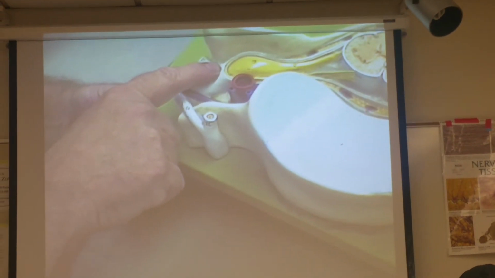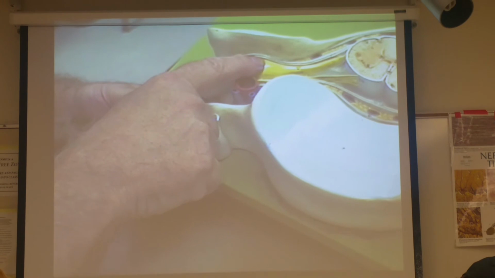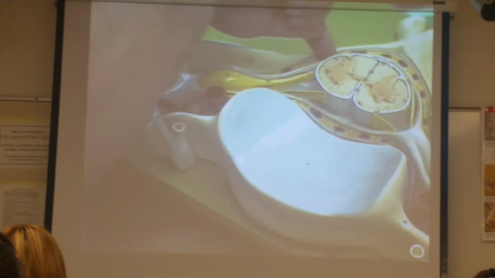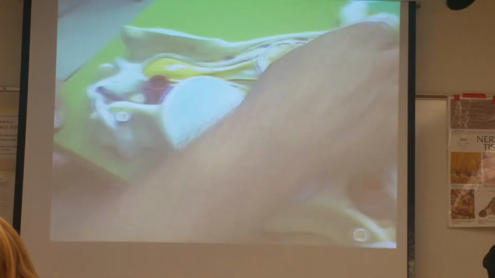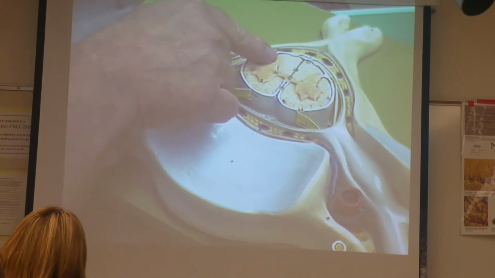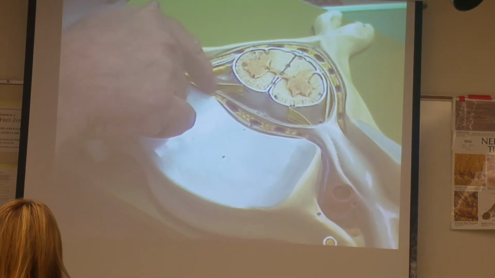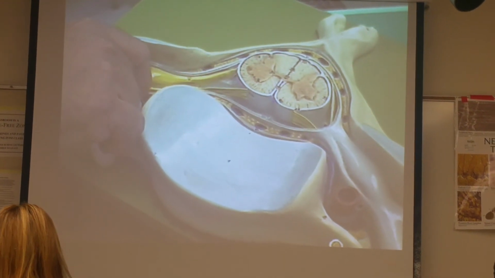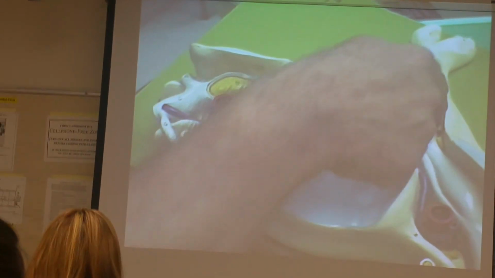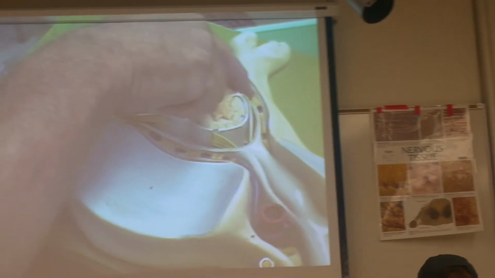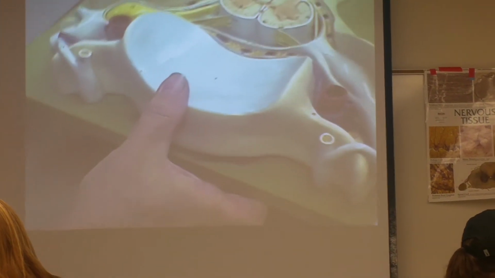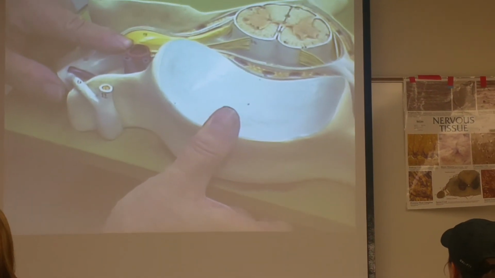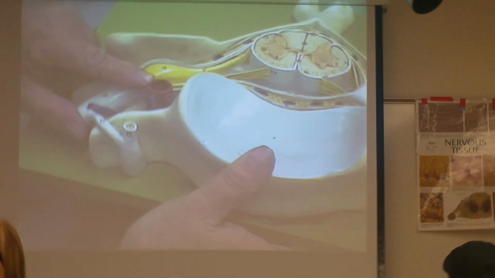Here's the spinal nerve. Here's the dorsal root ganglia. Trust me, the dorsal root on that side. Dorsal horn, ventral horn, ventral root. The dura mater here. What do you think this artery is? The vertebral.